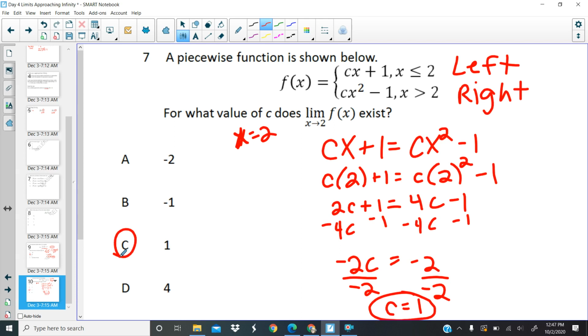The reason why that works is because the limit has to be the same approaching from the left, which is this first equation, as it is approaching from the right. So that's why we set them equal to each other. But then we're only looking at the behavior where x equals 2. So that's why we're able to just plug in a 2 for x and then solve for c in the way that we did. So that's just a couple of examples of more challenging types of limit problems. Just know that you may expect to see that on a test or a quiz potentially coming up soon.